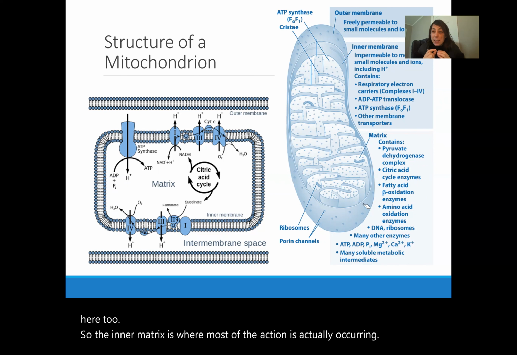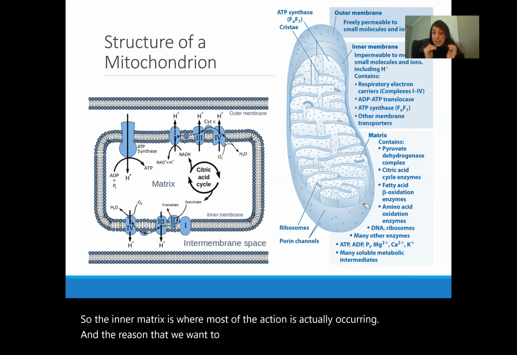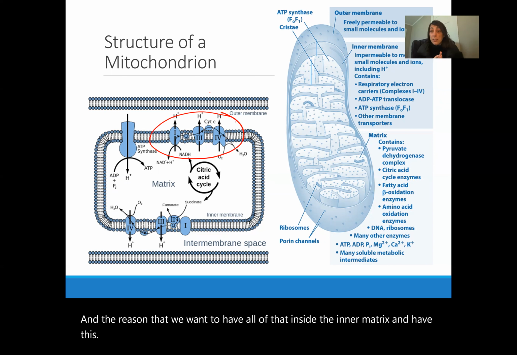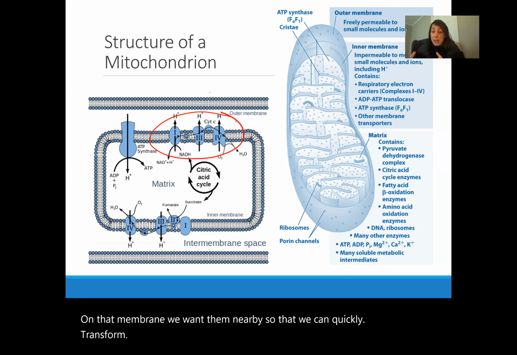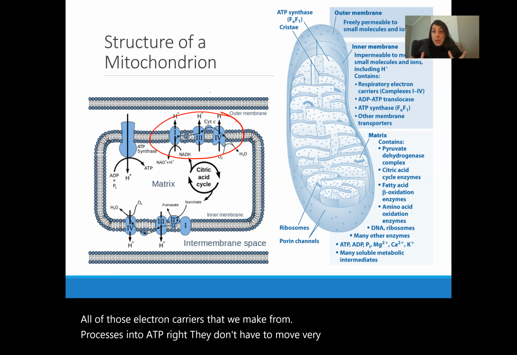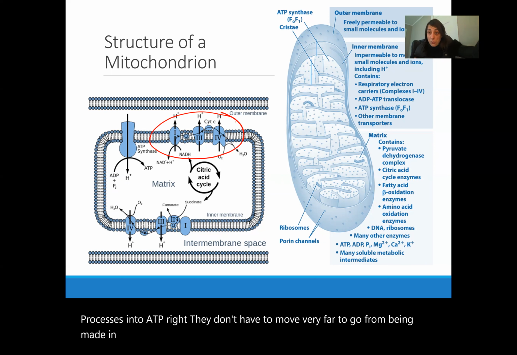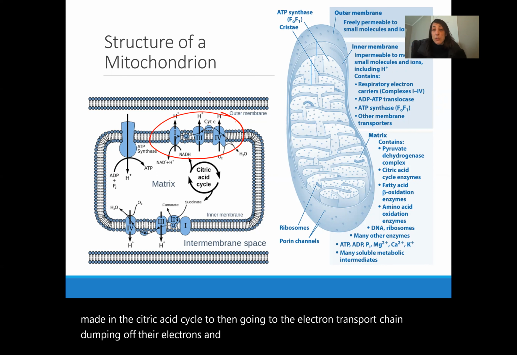And the reason that we want to have all of that inside the inner matrix and have this electron transport chain on that membrane, we want them nearby so that we can quickly transform all of those electron carriers that we make from these processes into ATP, right? They don't have to move very far to go from being made in the citric acid cycle to then going to the electron transport chain, dumping off their electrons, and then eventually making ATP.